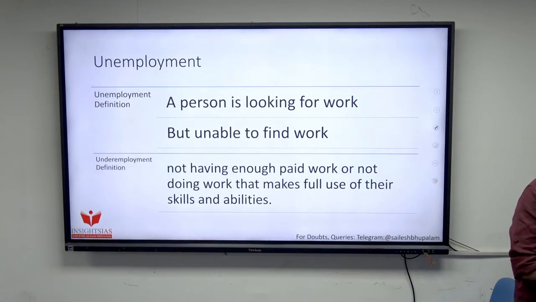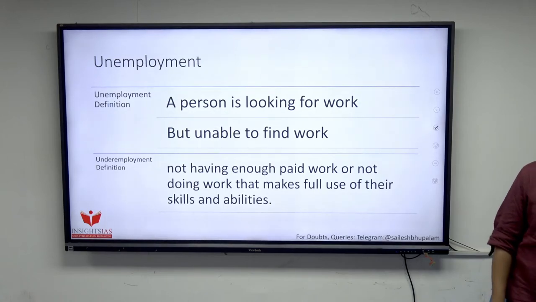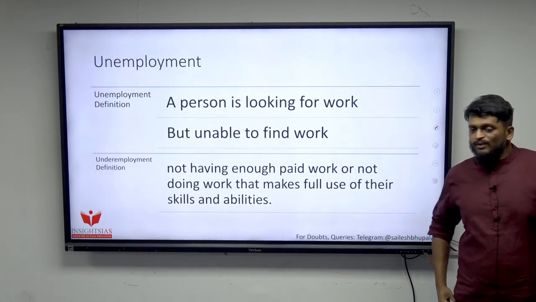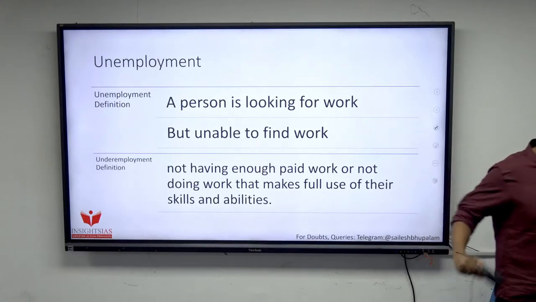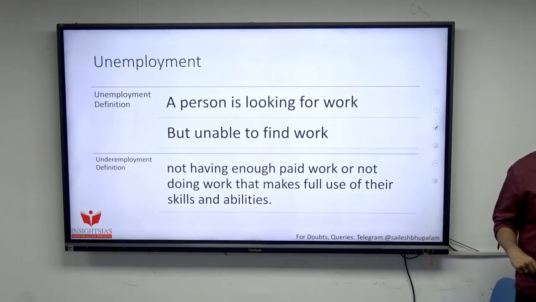Remaining part is very simple: unemployment, poverty. After that, fiscal policy we'll take in next class. So tomorrow we can take this part, and we'll start with fiscal policy.